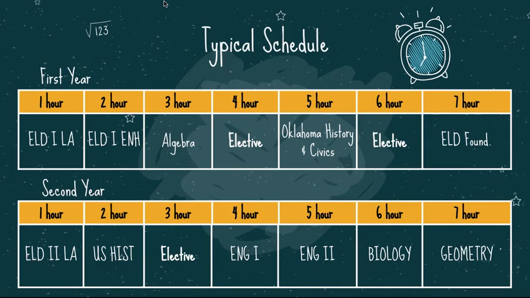If the student is in their second year of school here in the United States, they will have 1 to 2 ELD classes to learn English. They will also have English 1 and 2, Biology, Geometry, United States History, and perhaps an elective hour or fun class.